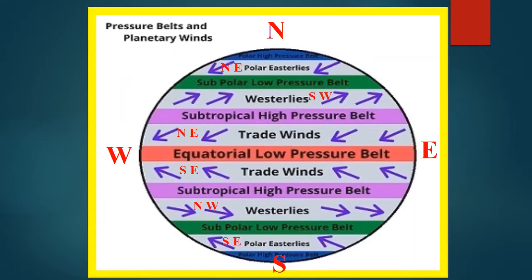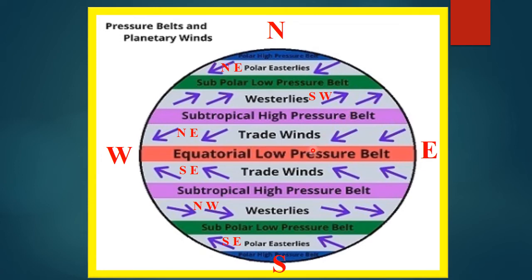Now children, this is a diagram showing the permanent wind system. Now you can see, as I have already told you, wind blows from high pressure to low pressure. Now let us look at this high pressure belt. In the southern hemisphere, you can see subtropical high pressure belts moving towards equatorial low pressure belts. Similarly, in the northern hemisphere, you can see subtropical high pressure belts. The winds are moving towards equatorial low pressure belts.